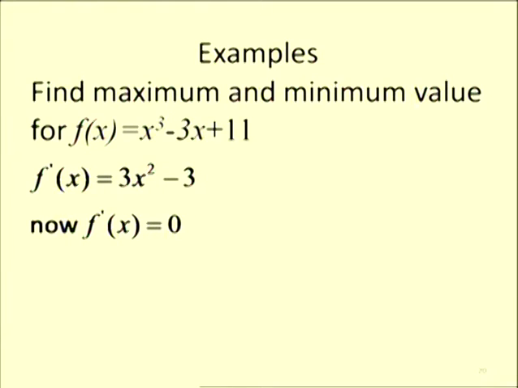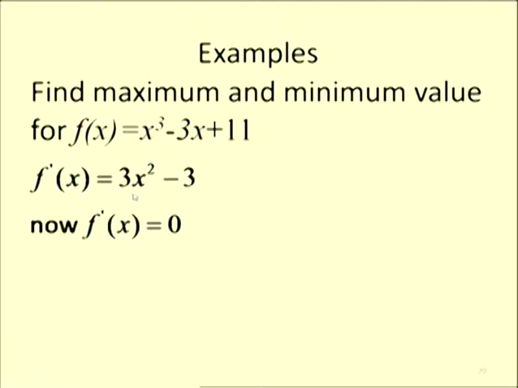We find f dash x: the derivative of x cube is 3x square, minus the derivative of 3x, that is 3, since the derivative of x is 1 as we know, and the derivative of 11 is a constant, so it is 0. So f dash x is 3x square minus 3.